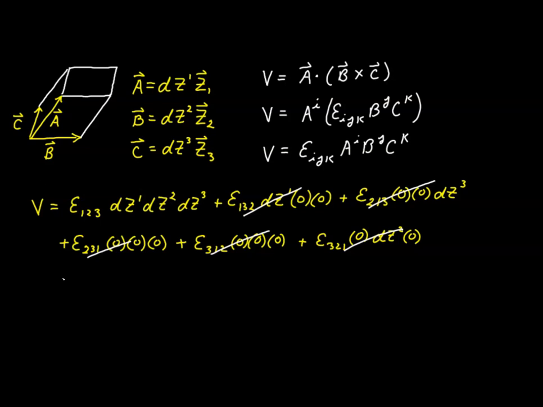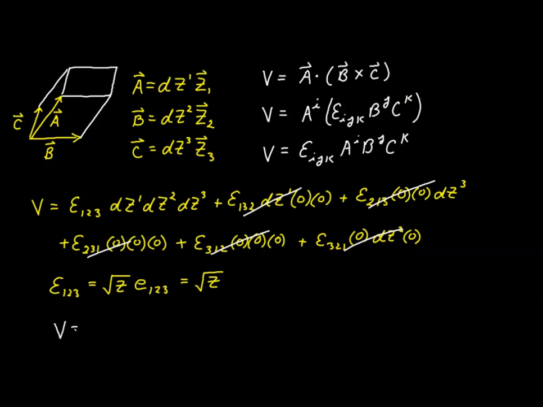So now let's remind ourselves of the meaning of epsilon 1, 2, 3. Well, by definition, that's equal to our volume element, square root of z, times our permutation symbol, E1, 2, 3. And E1, 2, 3 is just equal to 1. So epsilon 1, 2, 3 is simply the square root of z. So now finally we can write the expression for the volume of our parallelepiped this way.